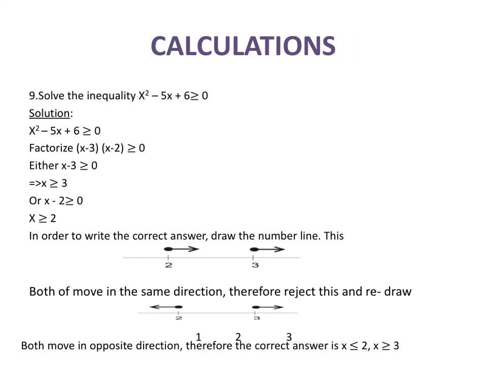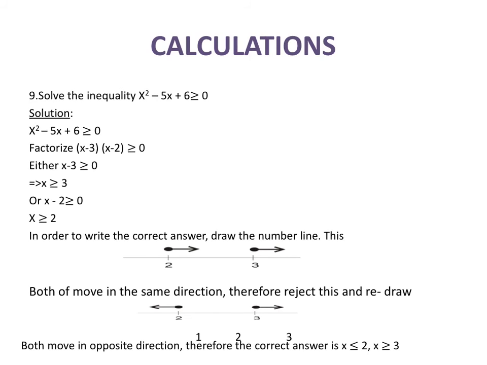Example 9. Solve the inequality x squared minus 5x plus 6 is greater or equal to 0. Solution: x squared minus 5x plus 6 is greater or equal to 0. When you factorize, x minus 3 into x minus 2 is greater or equal to 0. Either x minus 3 is greater or equal to 0, which implies that x is greater or equal to 3, or x minus 2 is greater or equal to 0, which implies that x is greater or equal to 2.